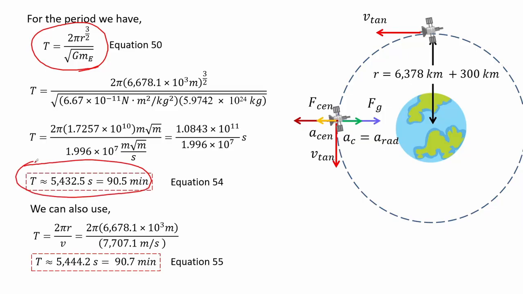Using the other equation and the value of tangential velocity obtained earlier, we have that the period is about 5,000 seconds, also with a slight difference in seconds, but it is still around 90 minutes. So, either equation and values obtained are acceptable. But personally I would prefer to use the equation that is obtained from the given values in case the calculated ones might be wrong.